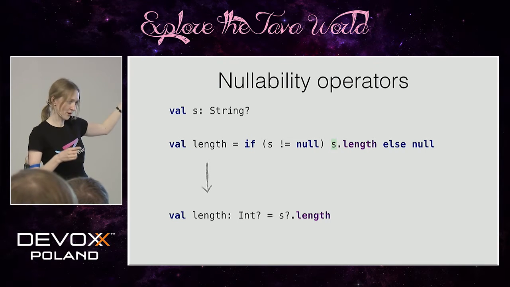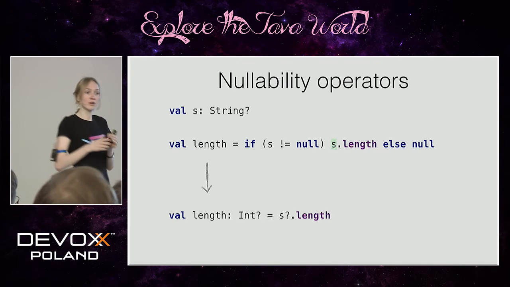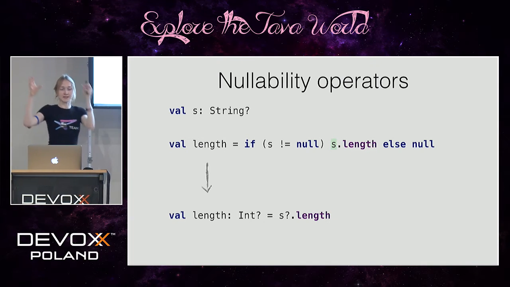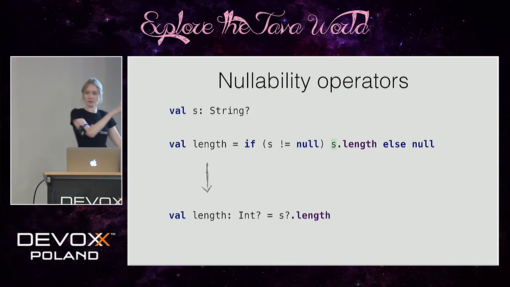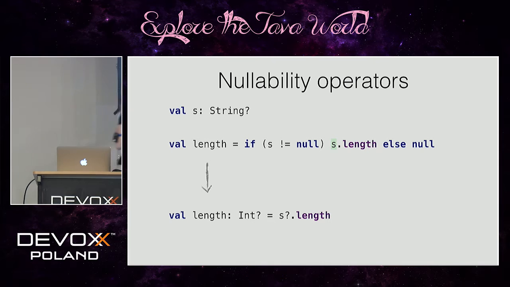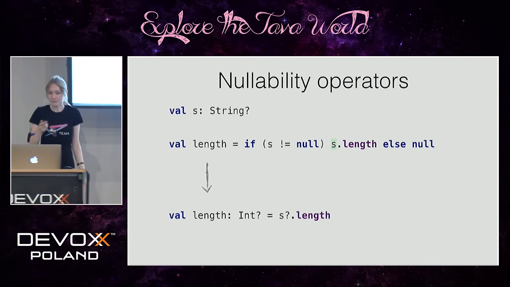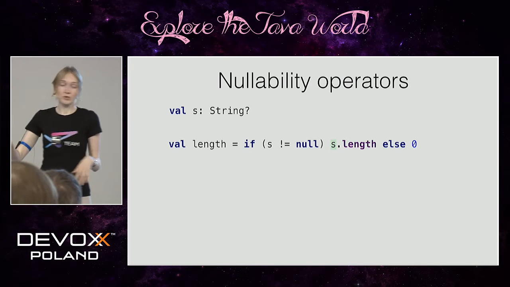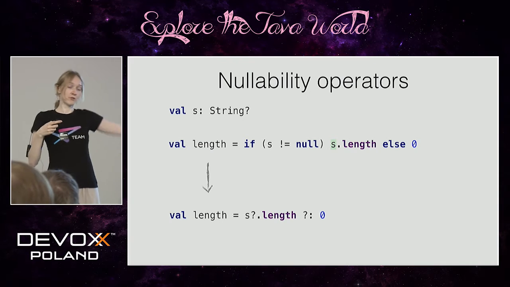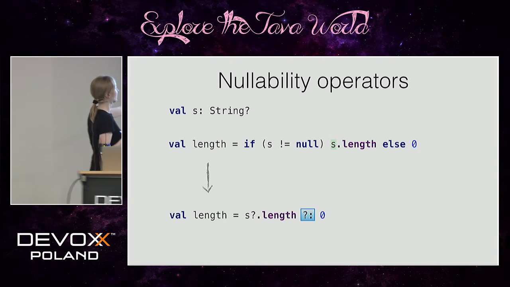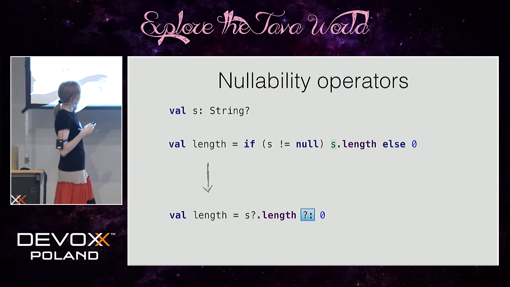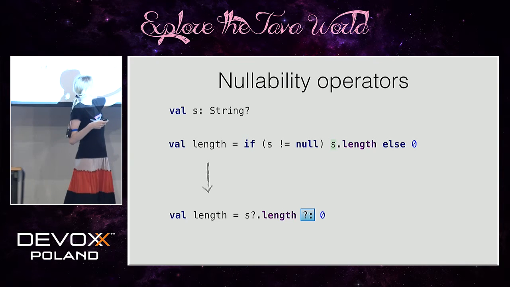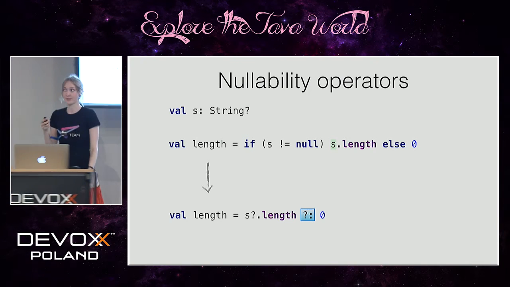I'm going to show you how to do that, but if you try to write int here, the code won't compile, because you cannot assign something nullable to something non-nullable. So you can't say just int here. If you want to use 0 as a default value, you can do it by providing a default value. So this operator is called the Elvis operator, strangely. It says if this is null, then return 0 as a result.